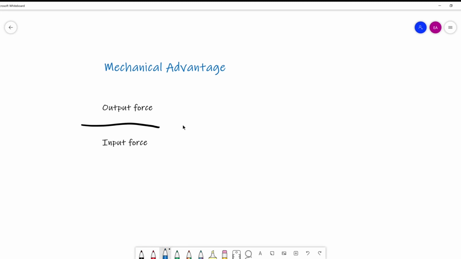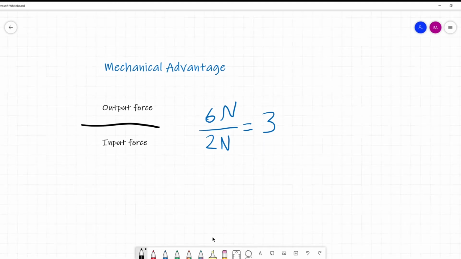So, if you were to input 2 newtons of force and end up with 6 newtons of force outputted by the machine, the mechanical advantage is 3. Now let's think about what mechanical advantage means in terms of inclined planes. In this case, output force can be thought of as the amount of force that it would be required to lift the box straight up. And the input force is the amount of force you're actually applying to push it up the ramp.